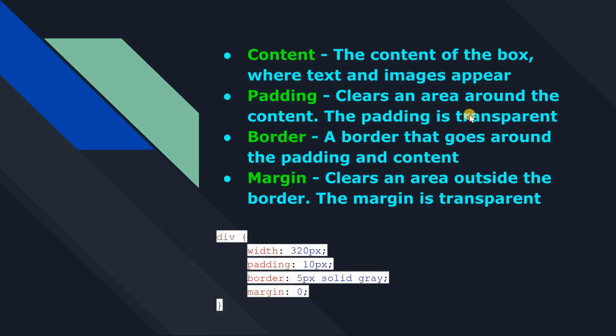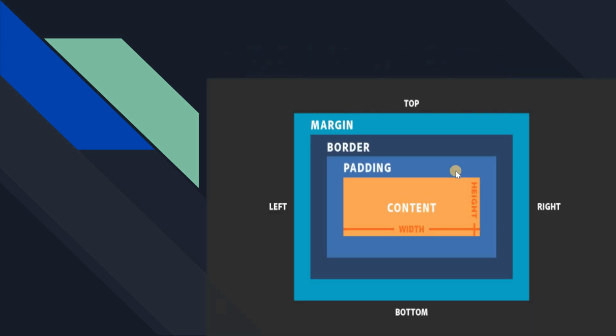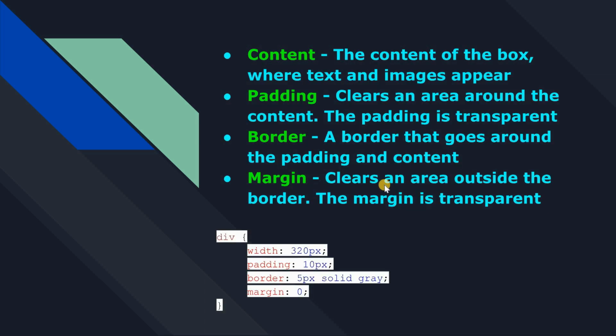It clears an area around the content. The padding is transparent. Then border: a border that goes around the padding and the content. Here you can see all these things in detail. Then the last thing is margin. Margin clears an area outside the border. The margin is transparent.